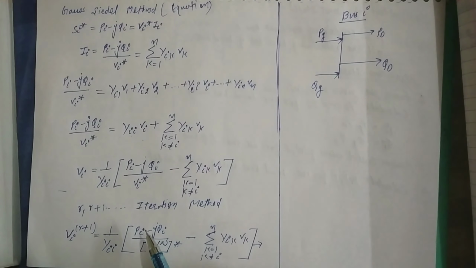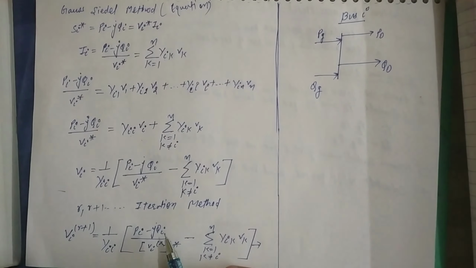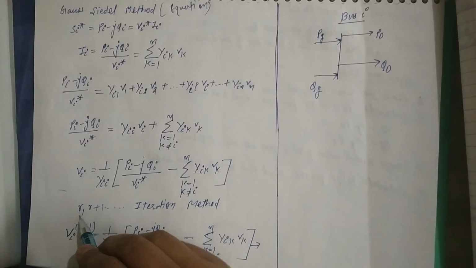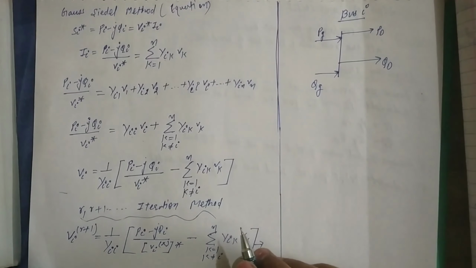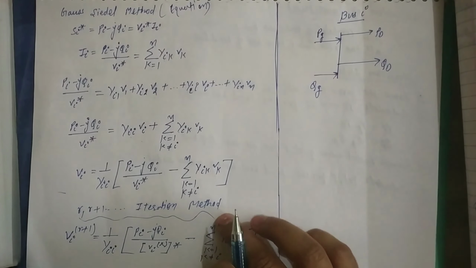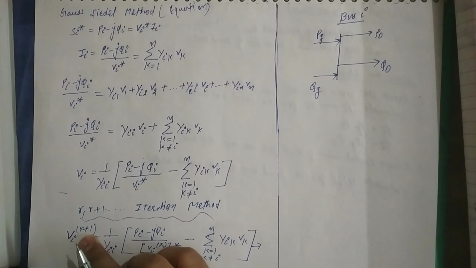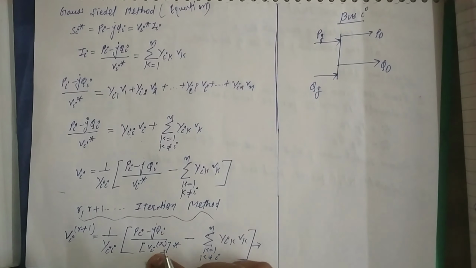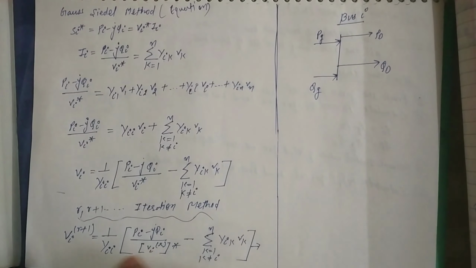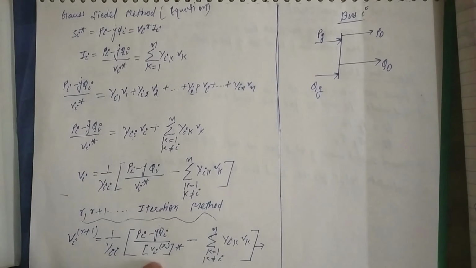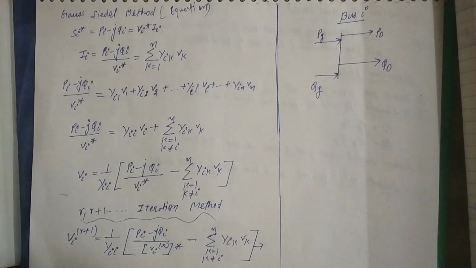Now I will tell you through a numerical what iterations are. In the iteration method, I am writing Vi(k+1), then Vi(k) will come here. This is the next voltage and this is the previous voltage. I will tell you what this is.